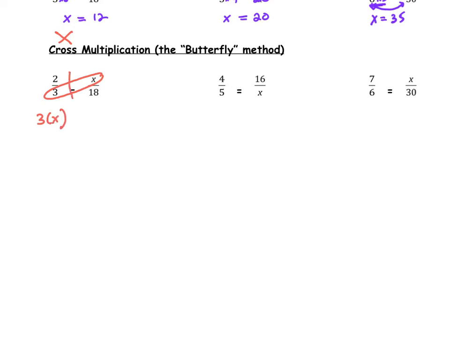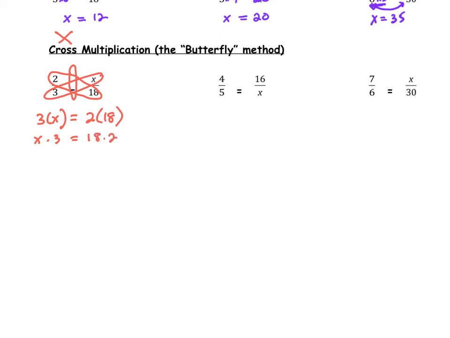Then I'm going to build the butterfly body to remind me to put the equal, because we're trying to create 2 equal ratios. And then I'm going to do the other butterfly wing. This is where the cross comes in, and that means 2 times 18. Now you could have written this as x times 3 if you prefer, and you could have written 18 times 2, order doesn't matter.